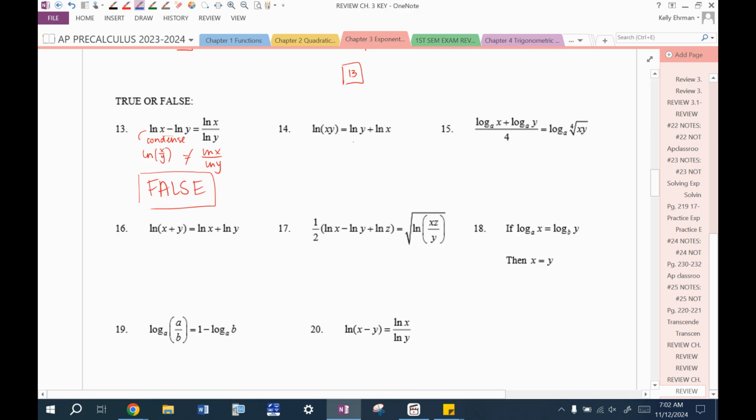For the next one, let's expand this side. Or you could condense this side, whatever. Natural log of x plus natural log of y, which is equal to what we have. Equal to natural log y plus natural log x. So that's true.